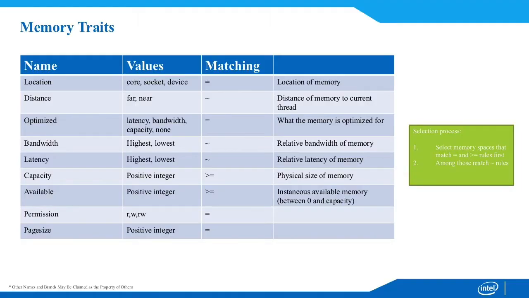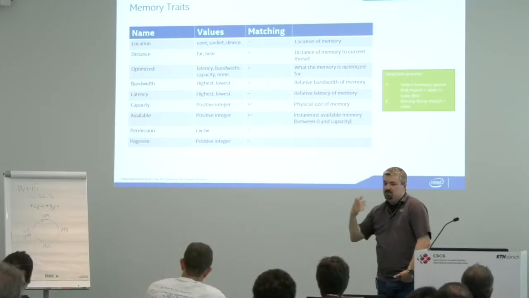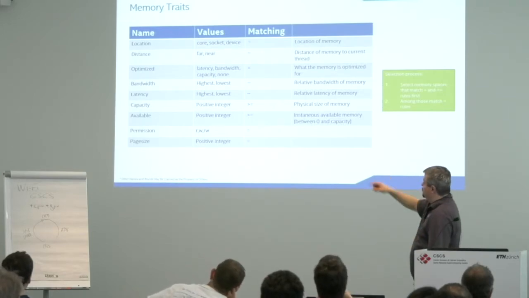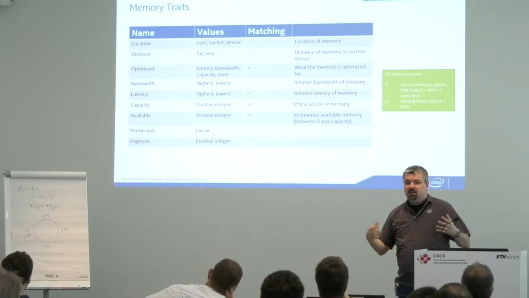Okay? And then we have some available memory traits. So we can talk about location, so where it is with respect to core, socket, and device. The distance: I'm here, then there's far memory that is far apart, and then there's near memory that is local. Then it could be optimized for latency, bandwidth, capacity, or non-optimized memory. You can ask for bandwidth, at least highest and lowest.